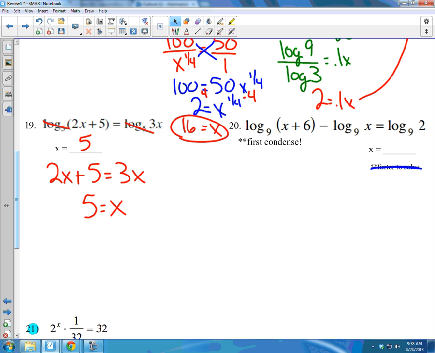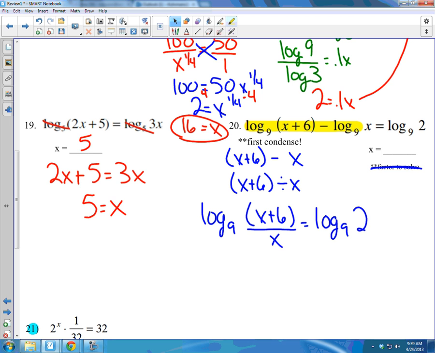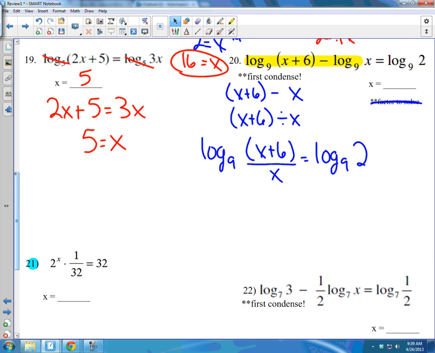So on 20, what I'm going to do is on the left side, I can only have 1 log on one side and 1 log on the other side. So I'm going to have to take this left side and condense it down. So ignoring the logs, I start out with x plus 6 minus x. That subtraction is going to turn into division. I'm going to write it as a fraction now. That's condensed. I'm going to bring the log back. And here's the right side. And now that I have one log on one side, one log on the other, and their bases are the same.